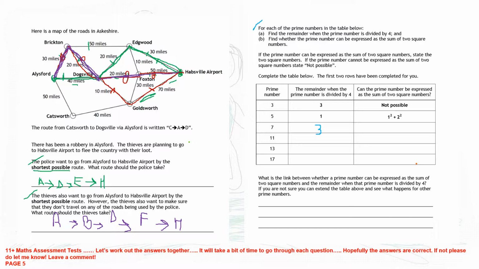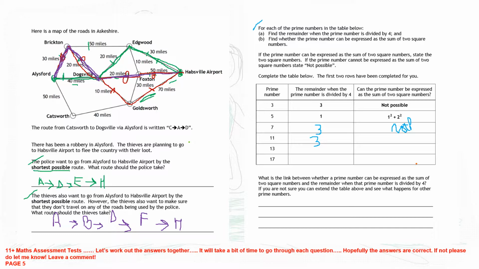The next prime number is 3. When you do 3 square, you get 9. So this is clearly not possible. The next one is 11. When you divide 11 by 4, you get 3, because 4 times 2 is 8.